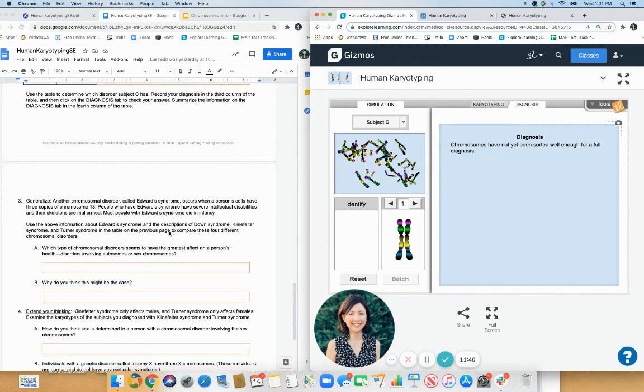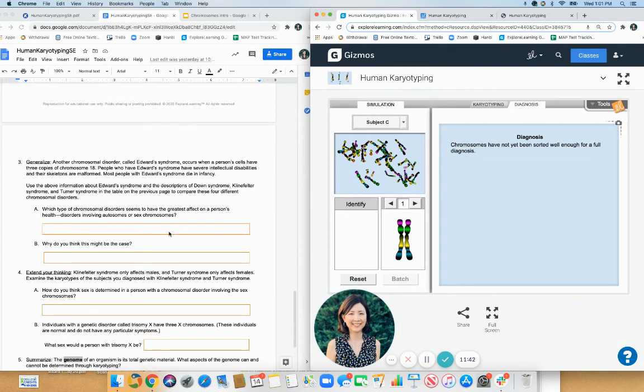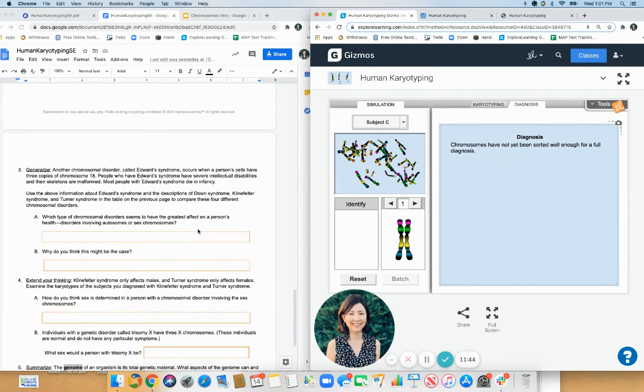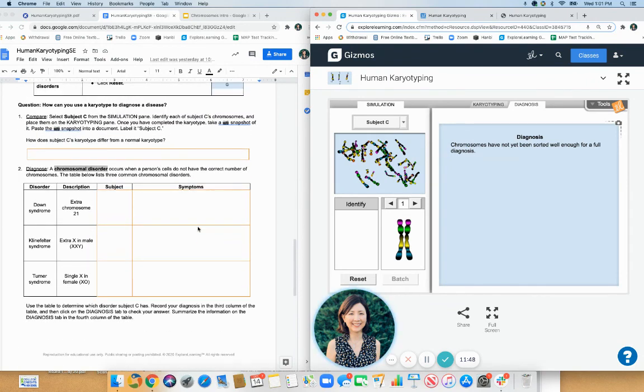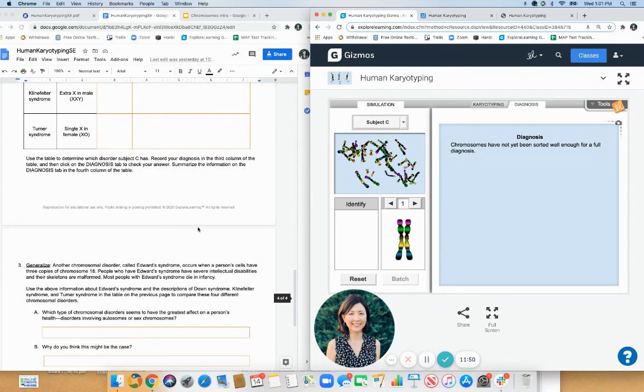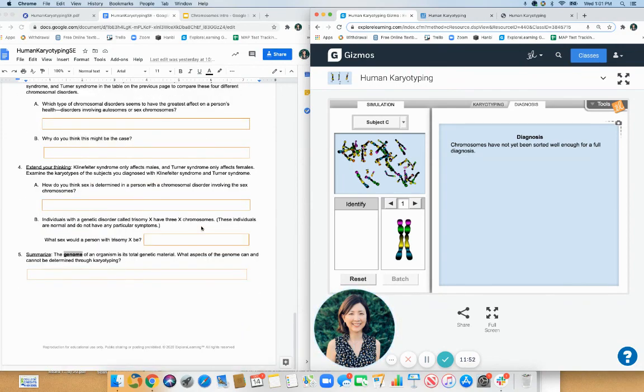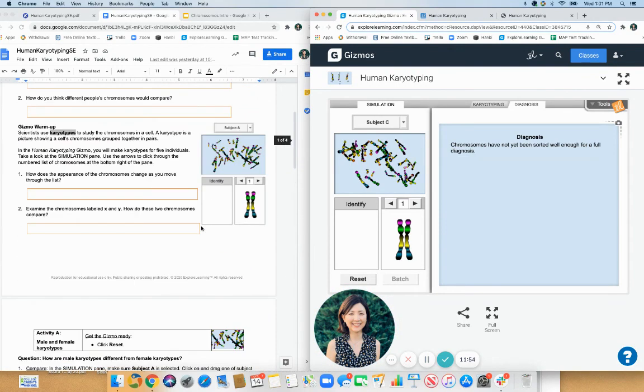Okay, and then it talks about another one. I thought it asked you to do the other E and F, but you do not have to do E and F, just do C. And then you can answer the rest of the questions.